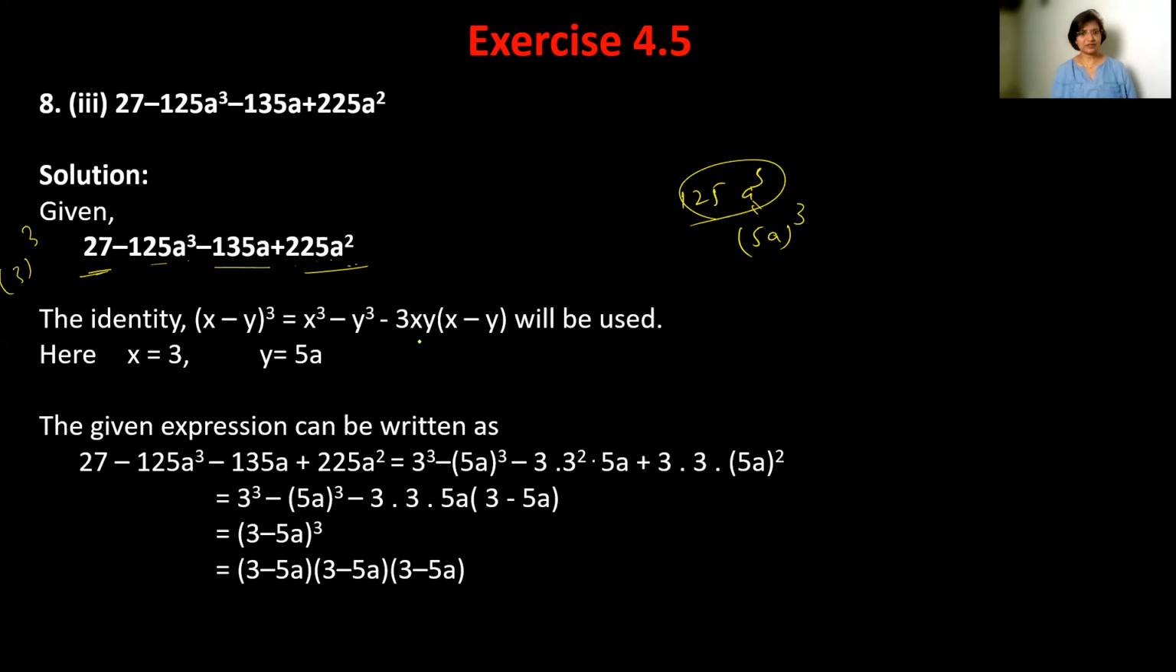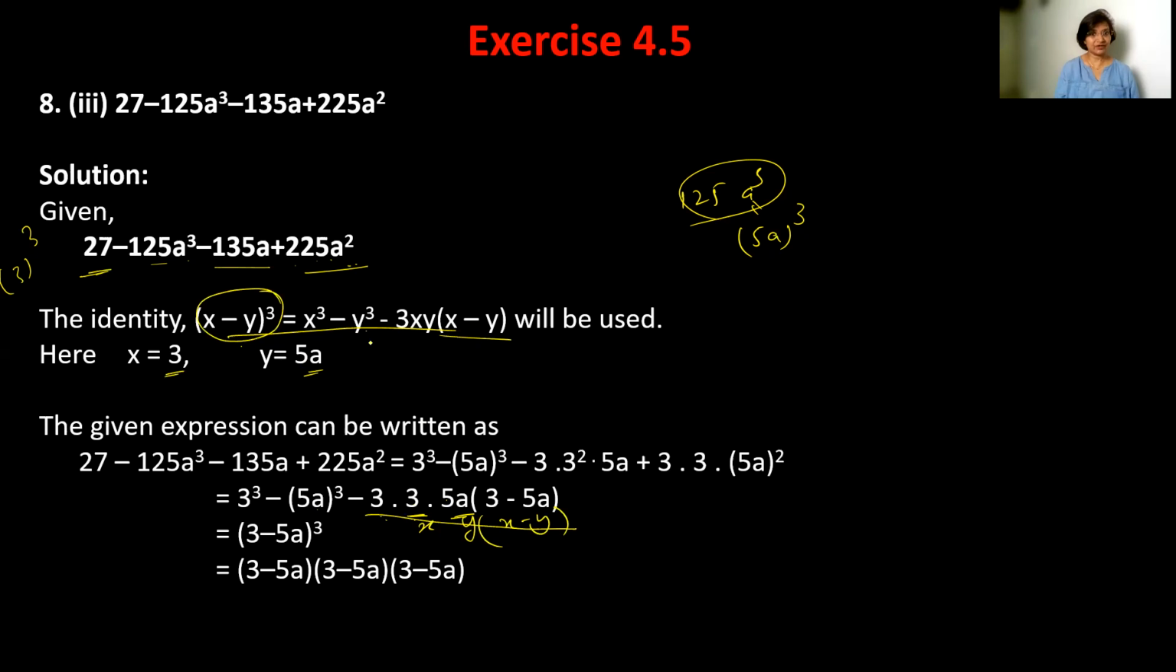So here 3xy means 3 into, so we are putting in this identity: x minus y whole cube equals x cube minus y cube minus 3xy into x minus y. So in this identity, after putting in, what we will get? 3 cube minus 5a whole cube minus 3 into x into y. So 3 into 3 into 5a, 3 into x into y. This is x, this is y, right? So 3 threes are 9, and 9 fives are, what we get? Sorry, we don't have to calculate it because we have to write it in this form.